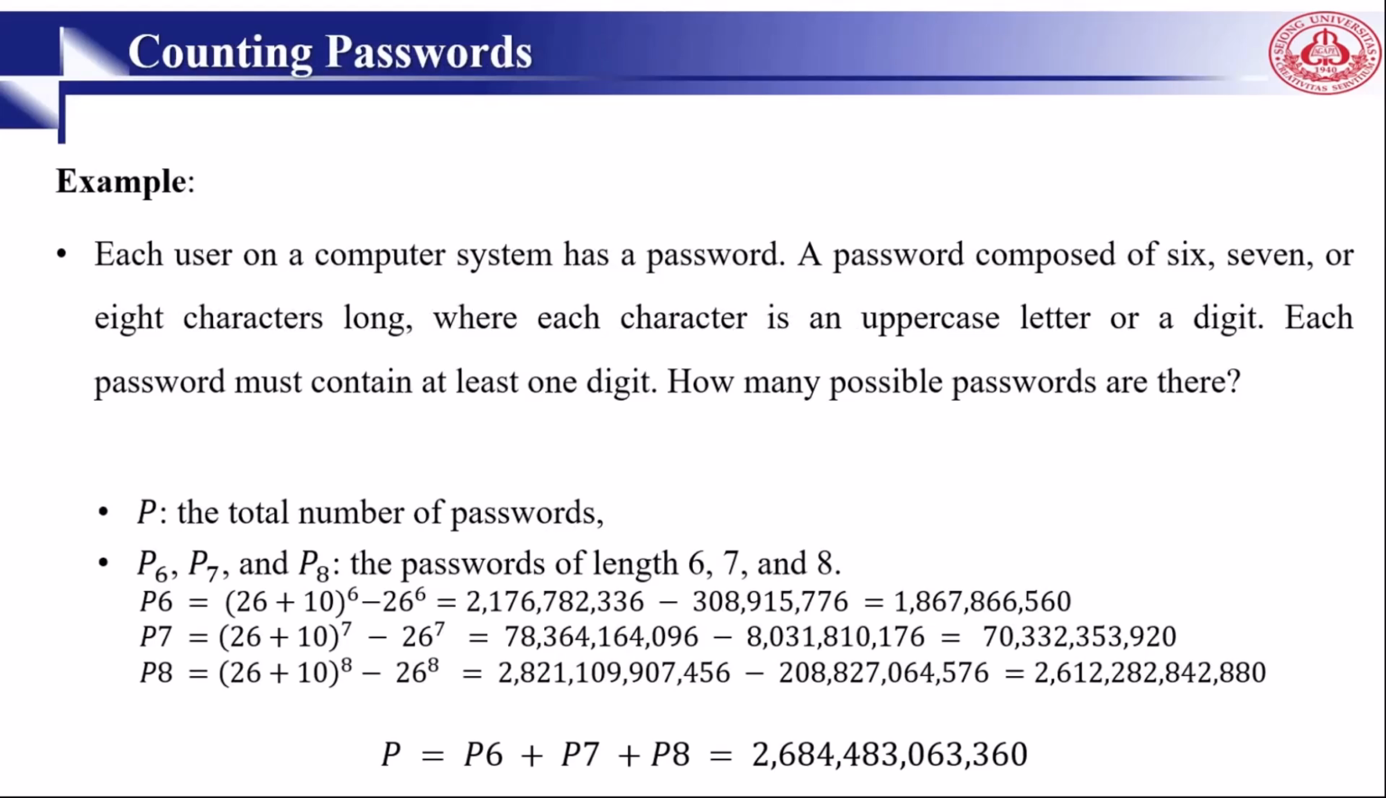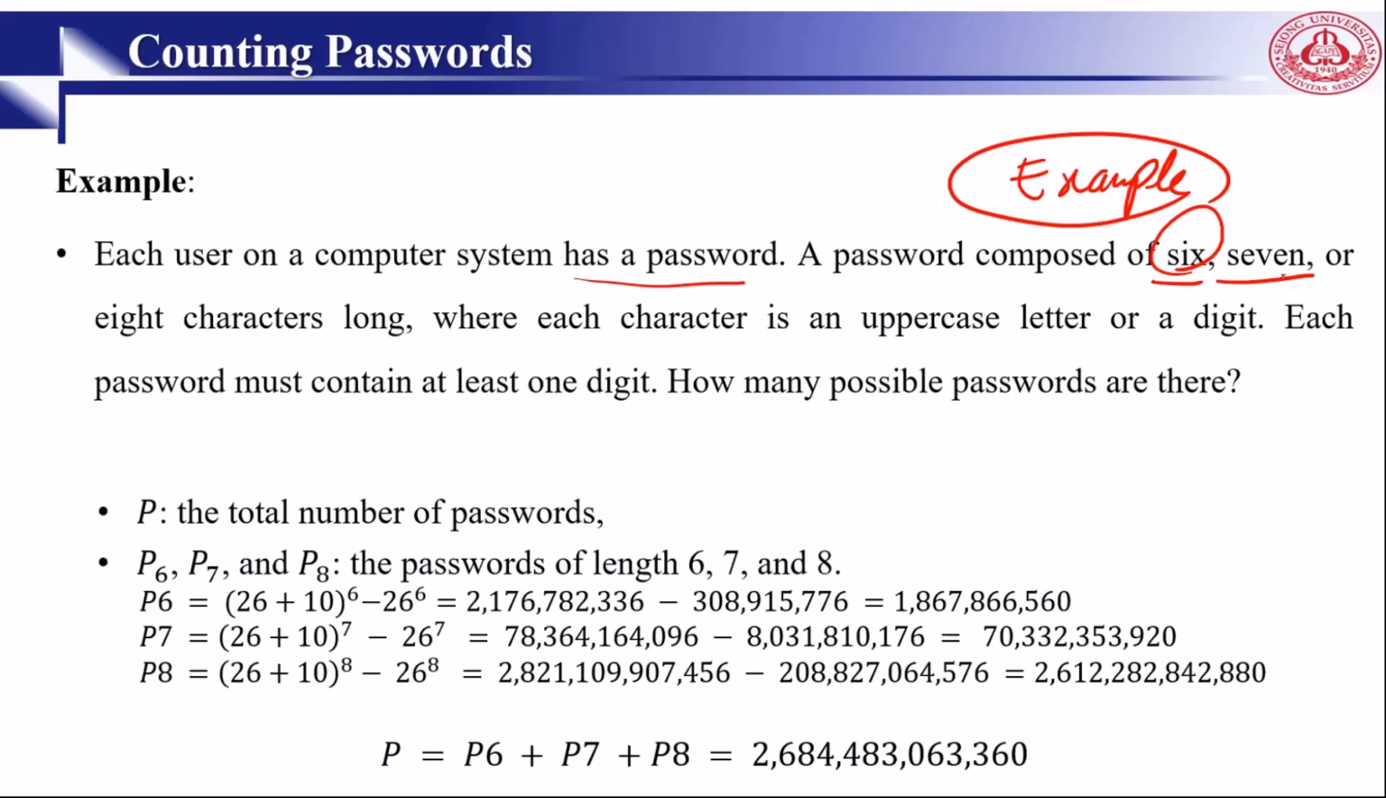Choosing a password is a headache for users and also for websites, because websites always try to recommend that users select a very strong password to not be hacked by other people. So we want to combine the sum and product rules to solve more complex problems like passwords. For example, each user on a computer system has a password composed of minimum 6 characters. This is an example, it is not mandatory. Some passwords can be only 1 character, some can be minimum 8. So this is an example. We can say 6, 7, or 8 characters long. It means minimum 6, maximum 8.